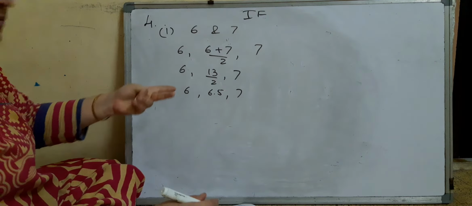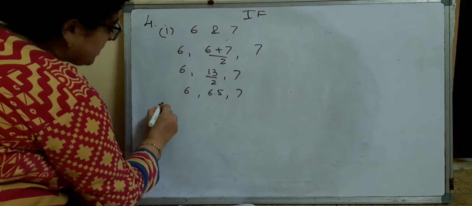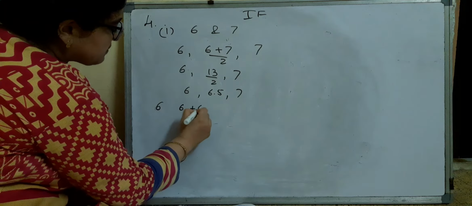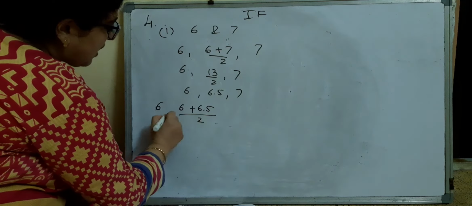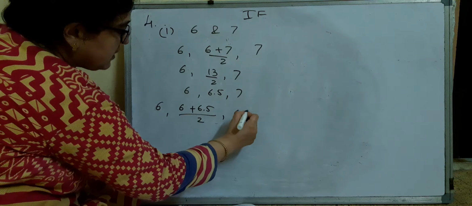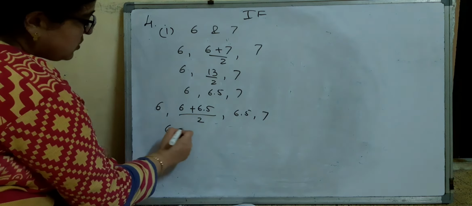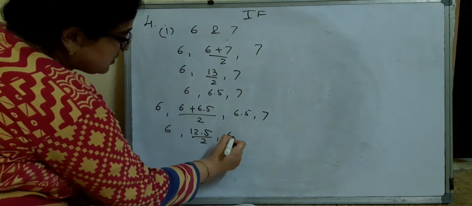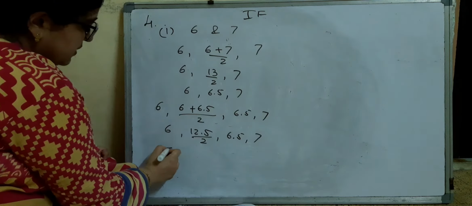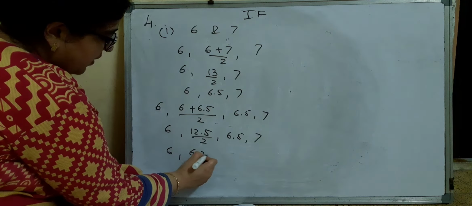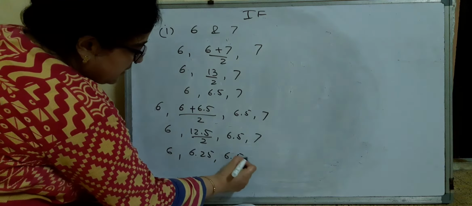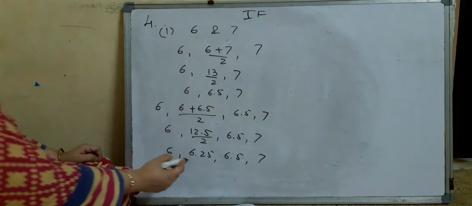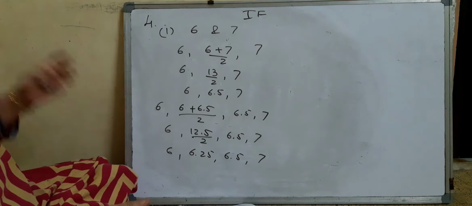Now for another, you have to add these two. So 6 plus 6.5 upon 2, and then 6.5 and 7. So you have to write here 12.5 upon 2, 6.25, then 6.5 and 7. So the two rational numbers are 6.25 and 6.5.